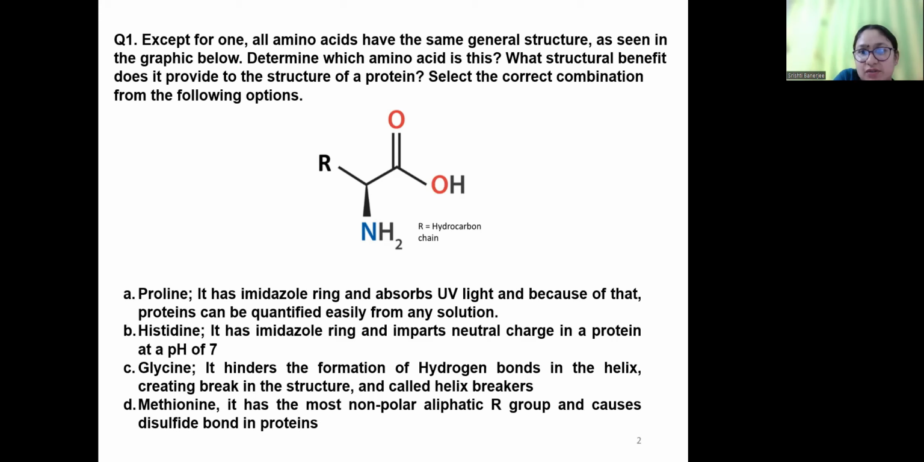So I'll just brief the question to you, Arushi. They've given the structure of an amino acid, and they've asked what is the structure and what is the role of this particular amino acid. We need to find the correct combination from the following options. It's glycine, ma'am. Yes, you're absolutely correct. And why is it so? Why glycine? What is its function?